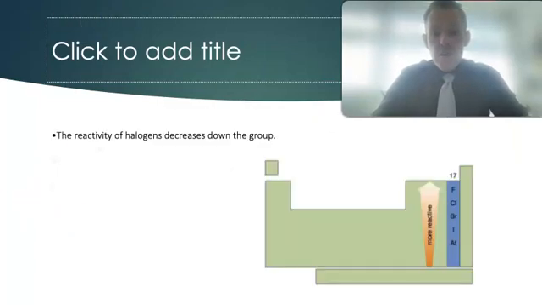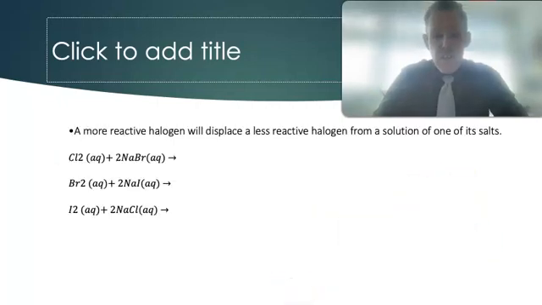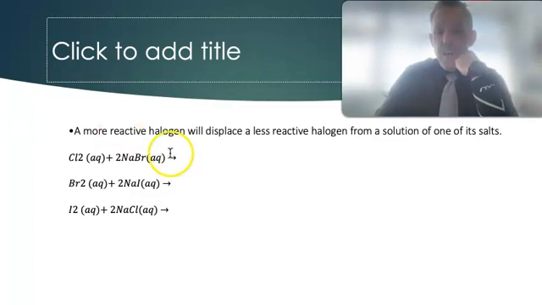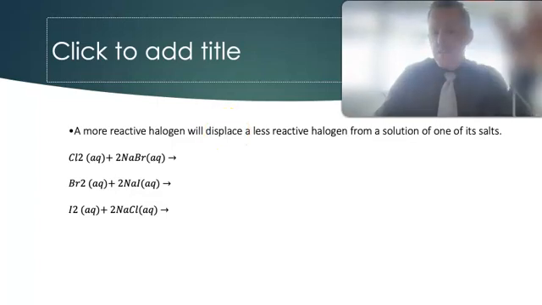They also, like I said, are quite reactive. The reactivity of these decreases as you head down the group, so fluorine's your most reactive of these. The main thing that this does is if you place a more reactive halogen in with a less reactive one in solution, it will displace it. We will look at this in more depth, but if you want me to go through that, I'm happy to do so.